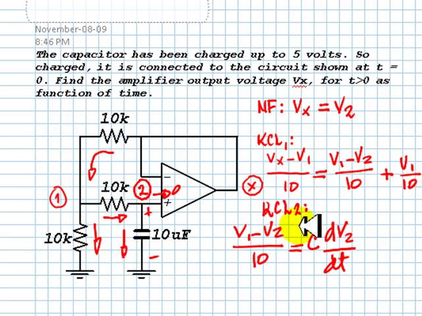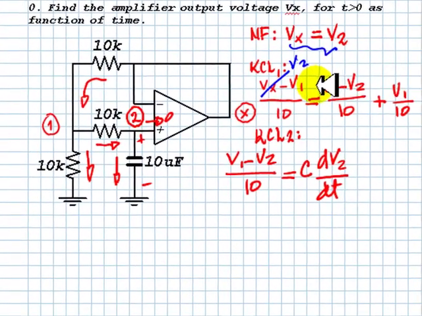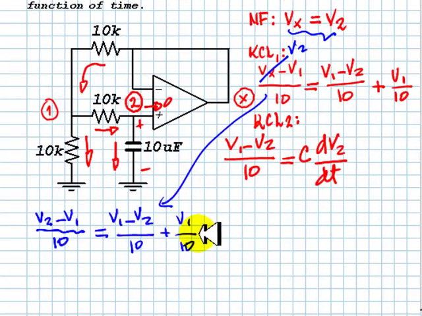Now we have 3 equations and 3 unknowns. Let's work through them. I will replace Vx, according to this, by V2, and from KCL1 I will solve for V1 as a function of V2. This equation becomes this one. I can multiply the whole equation by 10 and then move this to this side and V2 to the other side, and I end up having 2 times V2 equals 3 times V1.